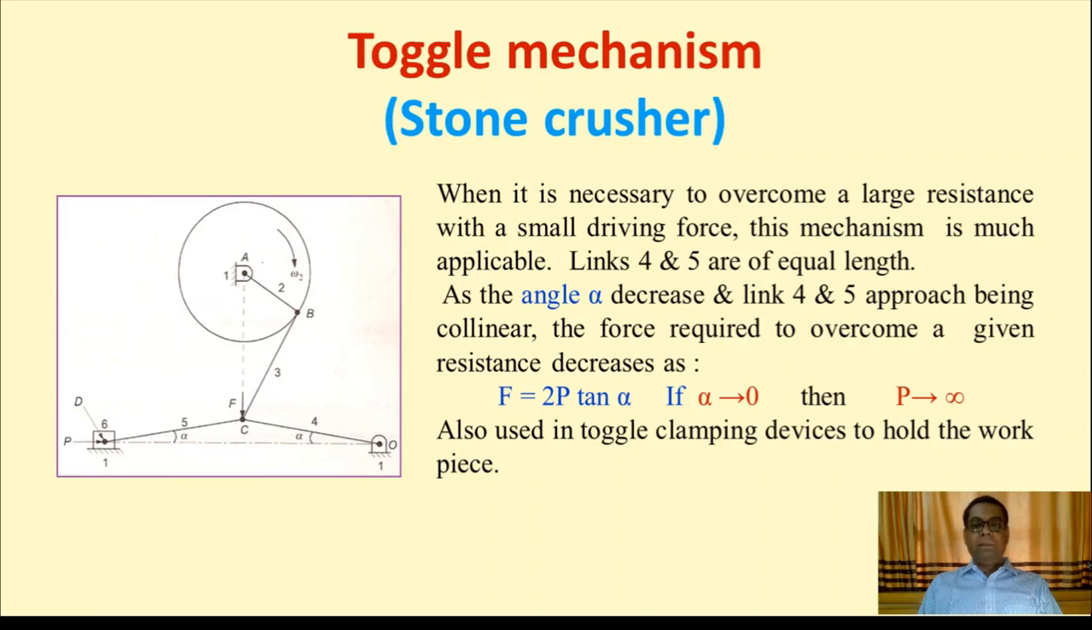Link 4 and 5 are of equal length. As the angle alpha, a very small angle that you can see on the left hand side of the figure given, decreases, links 4 and 5 approach being collinear, and the force required to overcome a given resistance decreases as F equals 2P tan alpha. If alpha tends to 0, then P tends to infinity. It is also used in toggle clamping devices to hold the workpiece in this manner.